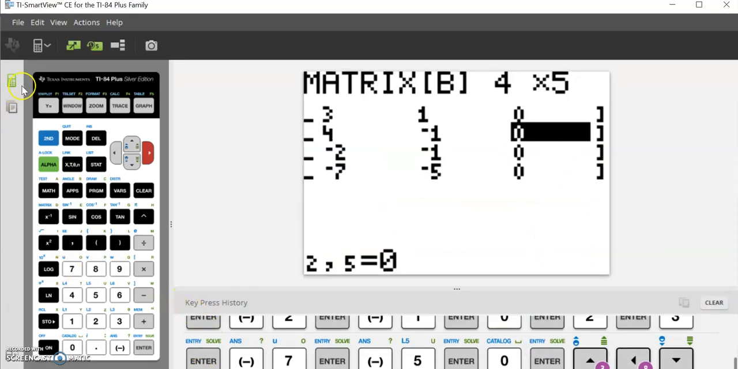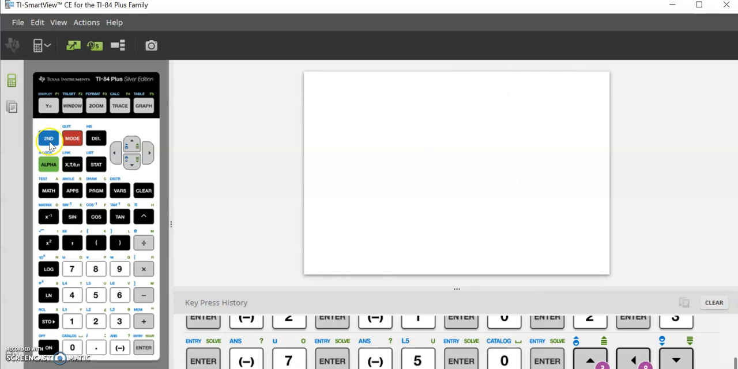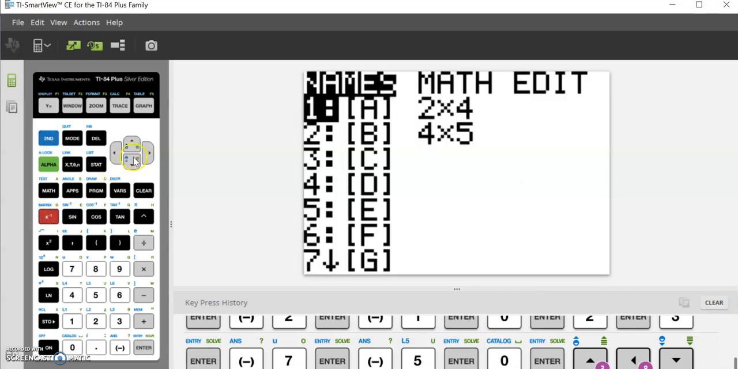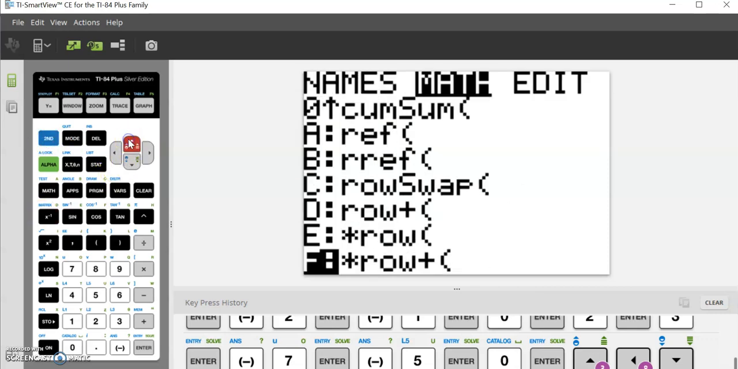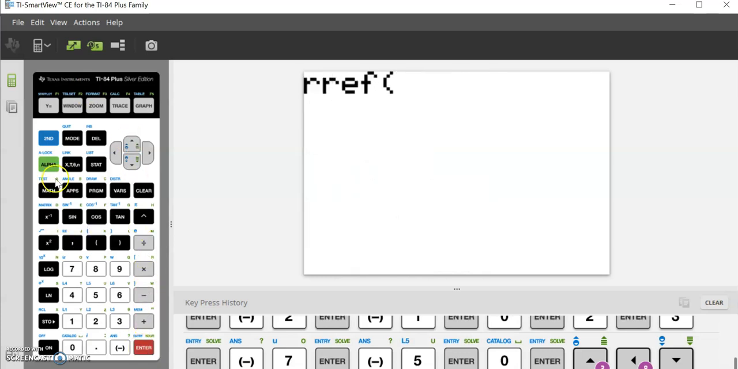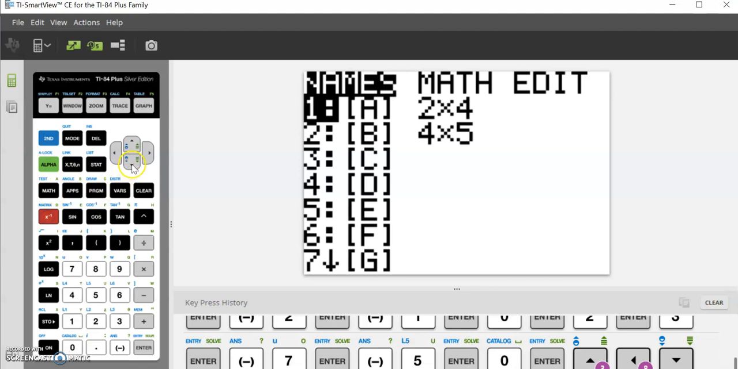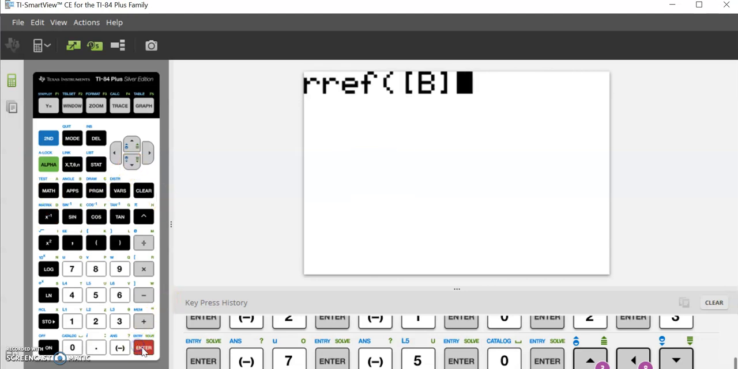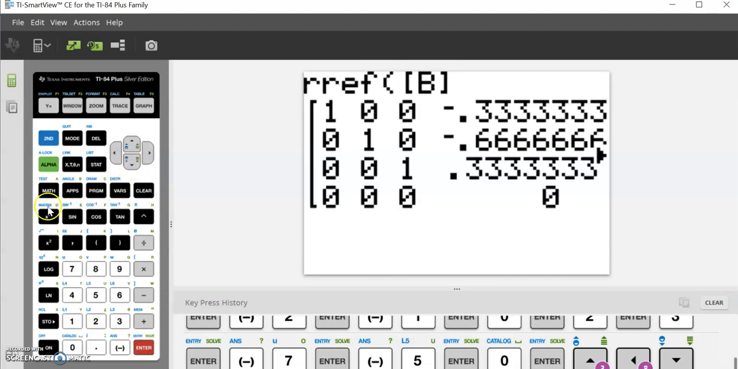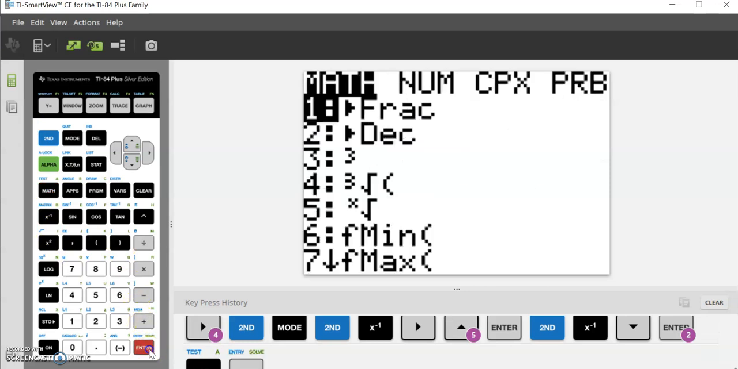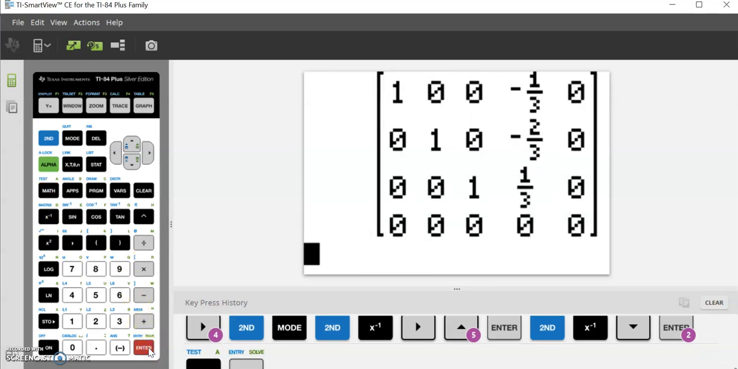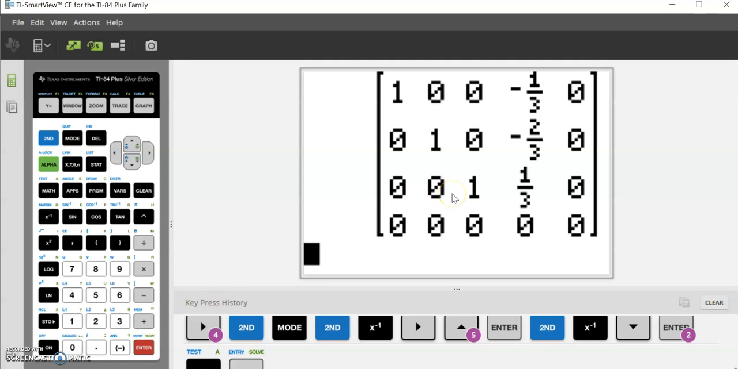Okay, so remember, exit out of here now, and then we're going to go back, and we're going to go over to math, and we're going to go to RREF, and then I'm going to go back to my matrix. I'm going to grab my matrix B. Okay, now I'm going to change this into fractions. Okay, so this is my solution, which I am going to write down somewhere so I don't have to go back and forth between screens all the time.